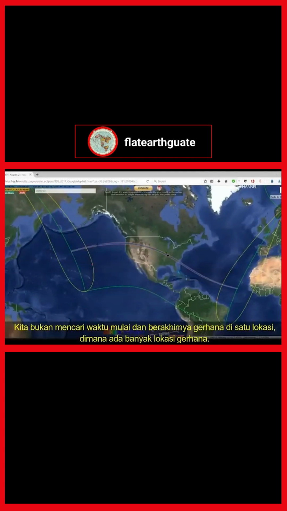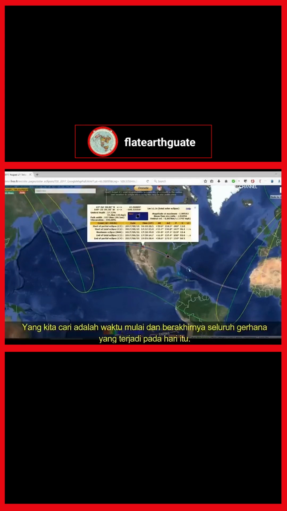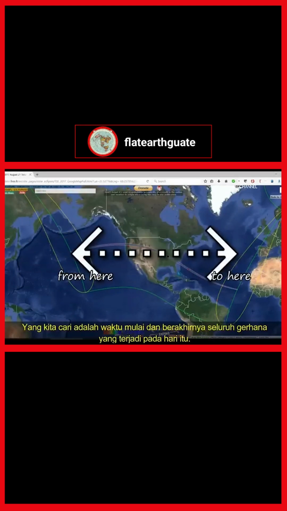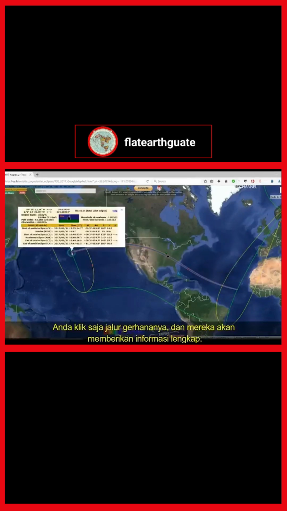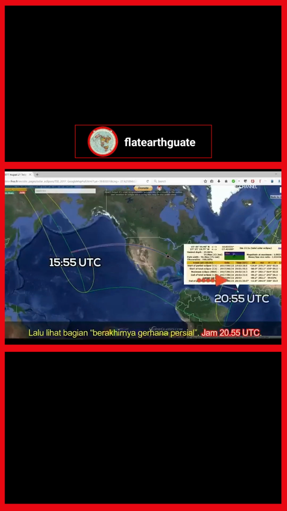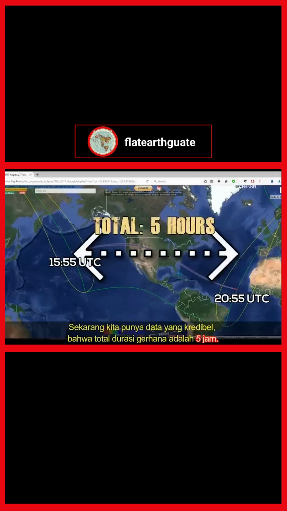We're not looking for the eclipse beginning and ending in one location, as there are so many locations. What we're looking at is the beginning and ending of the whole eclipse that happened on that day. You just click the path and they give you complete information. See the start of partial eclipse, it's 1555 UTC. Then the end of partial eclipse, 2055 UTC. Now we have credible data that the total eclipse duration is 5 hours.